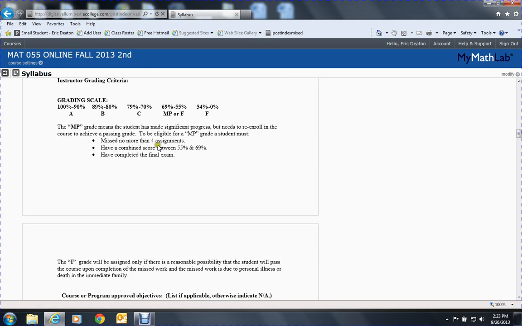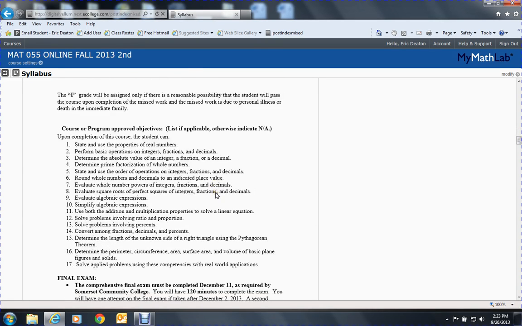The MP grade really isn't a passing grade in this class, so just be aware. I guess that's probably mainly for other situations. You can read this for yourself.